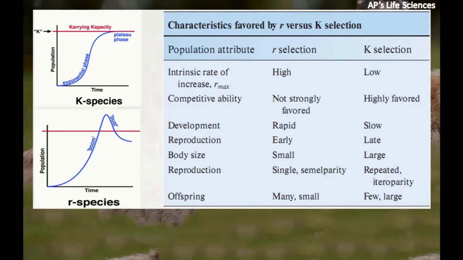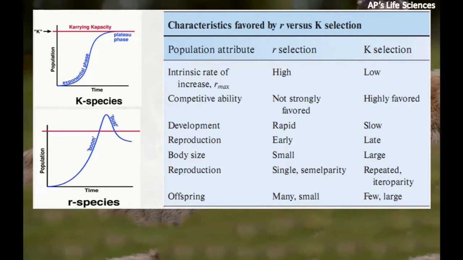For example, there is a high rate of intrinsic increase, that is r max, in R-selected species, whereas there is a low rate of increase in K-selected species. If we compare the competitive ability, then competitive ability is not strongly favored in the R-selected species, whereas it is highly favored in the K-selected species because there is a higher rate of competition for existence in the K-selected species. Now, the development is rapid in R-selected species, whereas slow in K-selected species.